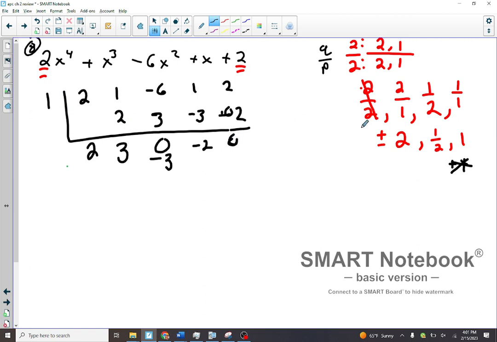Okay, so this one works. So 1 is a solution. So just put 1 in a box right here so you know. So we have to try all 3 of them?